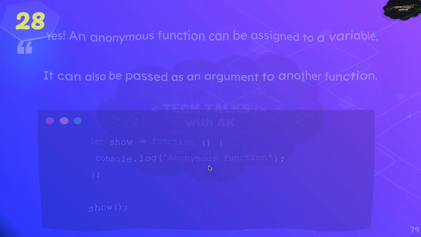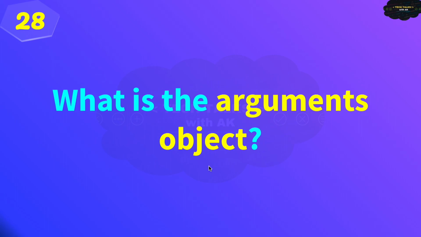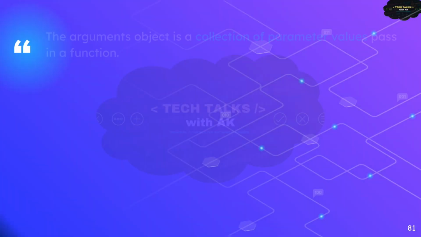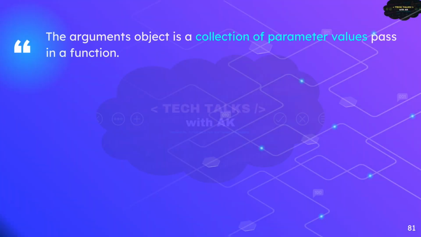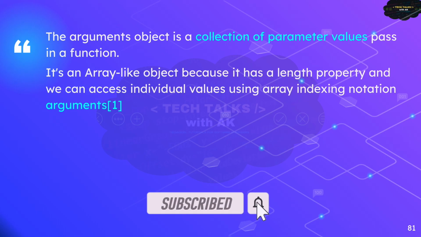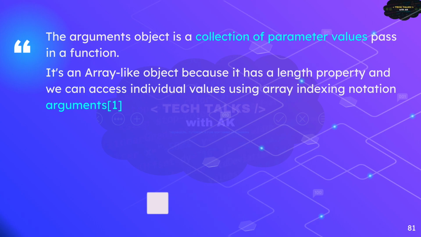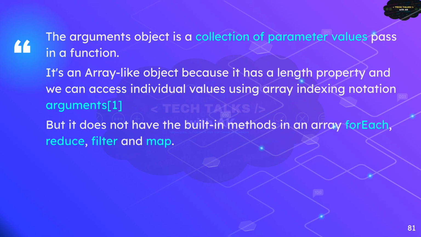Next question is, what is the arguments object? And the answer is, the arguments object is a collection of parameter values passed in a function. It is an array-like object because it has a length property and we can access individual values using array indexing notation. But it does not have the built-in methods of an array, for example forEach, reduce, filter or map, because it's not an actual array, it's just an object.